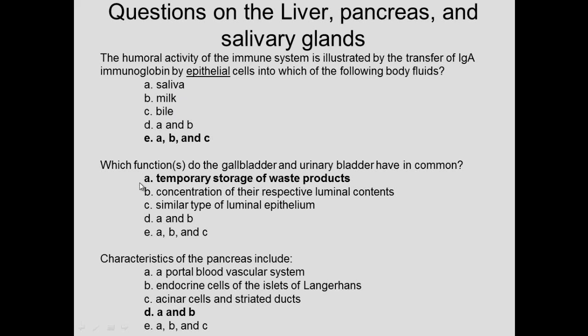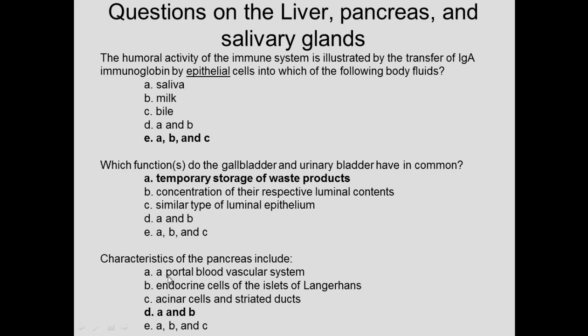Which functions do the gallbladder and the urinary bladder have in common? Temporary storage of waste products? Yeah, bile and urine. Concentration of respective luminal contents? No. The urine does not get concentrated. It is concentrated in the gallbladder. The bile is, I should say. Also, do they have a similar type of epithelium? No, they're not similar. You have transitional in the urinary bladder, and you have simple columnar in the gallbladder.